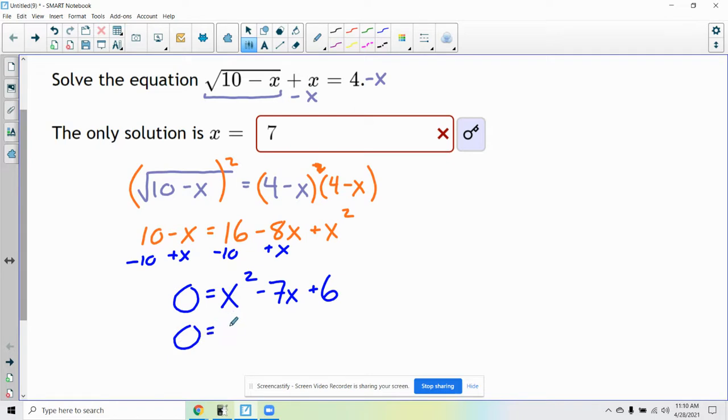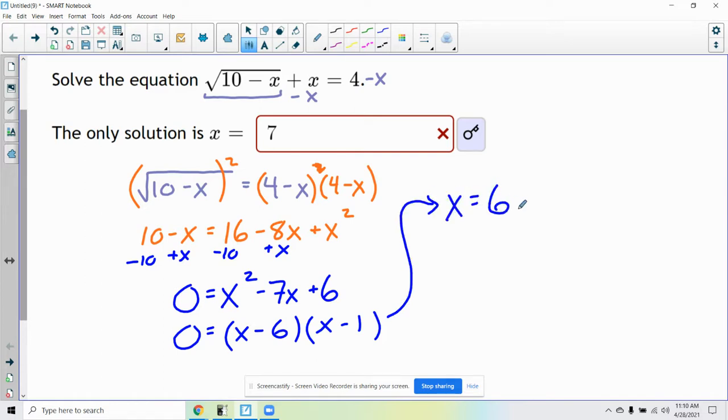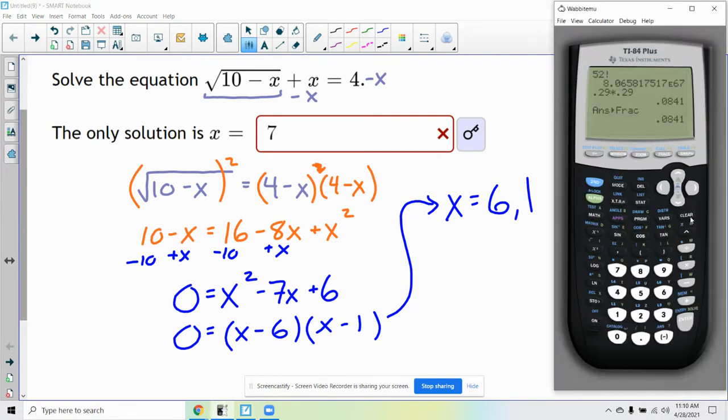So this factors. x multiplies to 6, adds up to negative 7: negative 6 and negative 1. So I get the values x equals 6 or 1. Now they're both not going to work. One's going to be extraneous. So I have to test them. I'm just going to take the left-hand side and replace x with each one and see if I get 4.